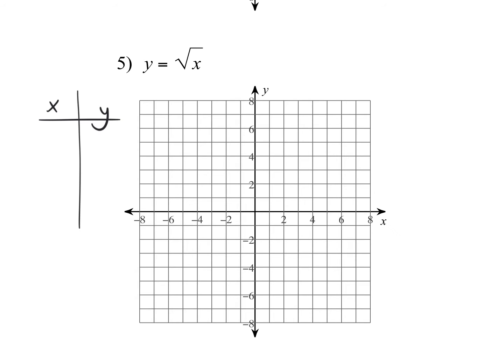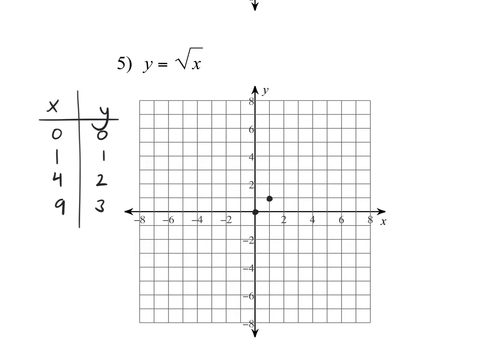Well, if I plug in 0, the square root of 0 is 0. What's another perfect square that I could plug in? If I plugged in 1, the square root of 1 is 1. Another perfect square I could plug in is 4. If I take the square root of 4, I get 2. And let's do one more point at least. Another perfect square is 9. If I take the square root of 9, I end up getting 3. So now I can just plot these points.